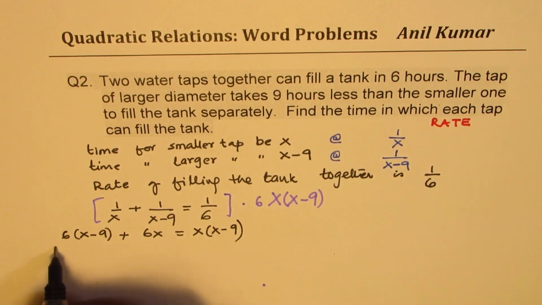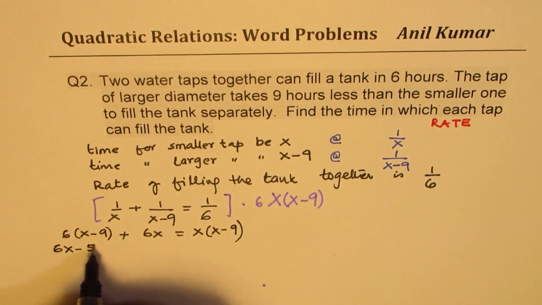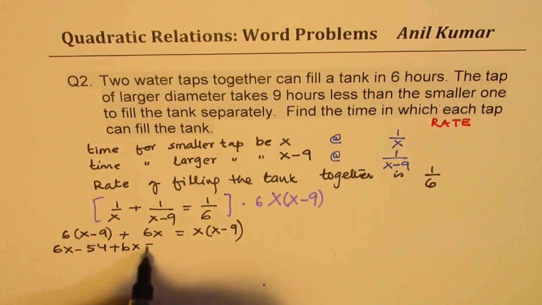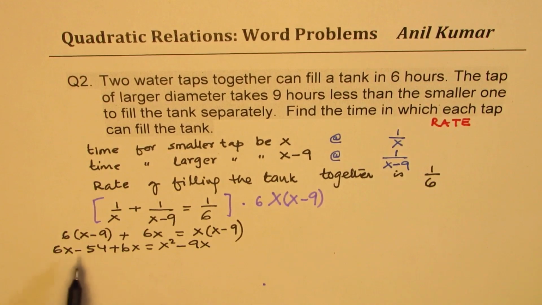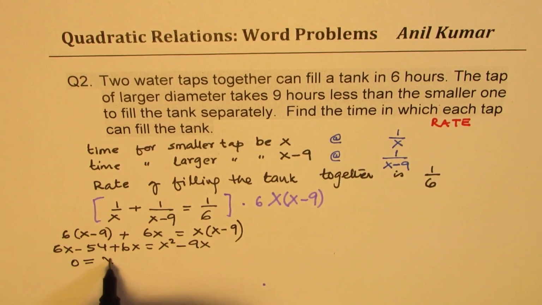So let's expand. So we get 6x minus 54 plus 6x equals x squared minus 9x. Now bring all the terms together. Keep the coefficient of x squared positive. So 0 equals x squared minus 9x.